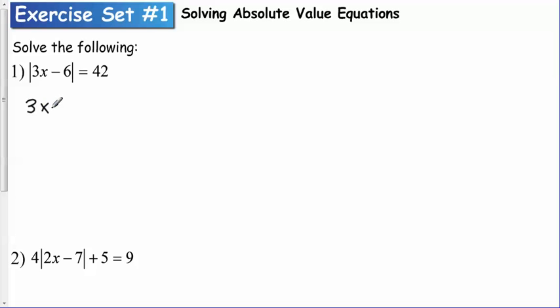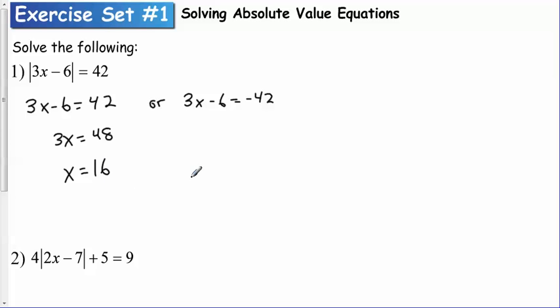One, where 3x minus 6 is equal to 42. And the other, where 3x minus 6 is equal to negative 42. And we solve the two equations separately. So I would add 6 to both sides and get 3x equals 48, and then divide by 3, x equals 16. And I do the same thing here, add 6, so 3x equals negative 36, and then divide by 3, x equals negative 12. Now don't think I forgot, because you are always supposed to check your answers.